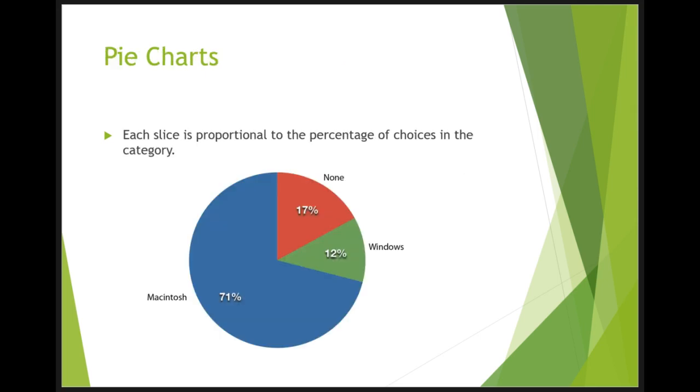The pie chart in the figure shows the results of the iMac study. In a pie chart, each category is represented by a slice of the pie. The area of the slice is proportional to the percentage of responses in the category. Although most iMac purchasers were Macintosh owners, Apple was encouraged by the 12% of purchasers who were former Windows users, and by the 17% of purchasers who were buying a computer for the first time.